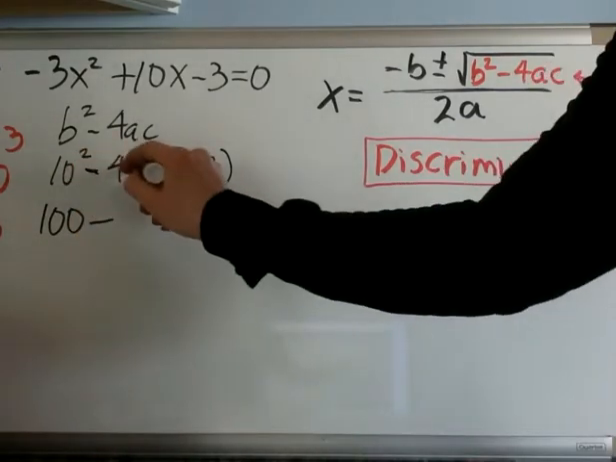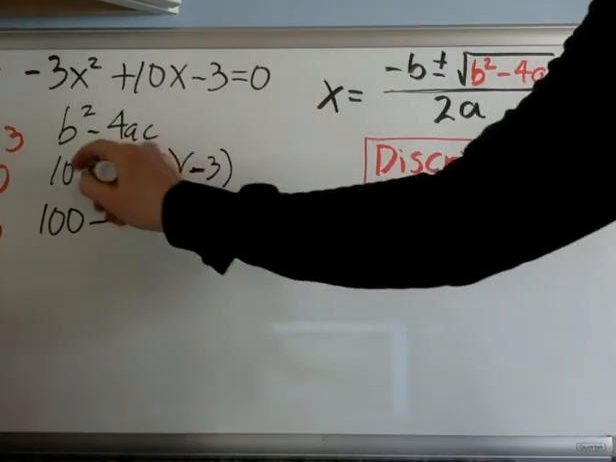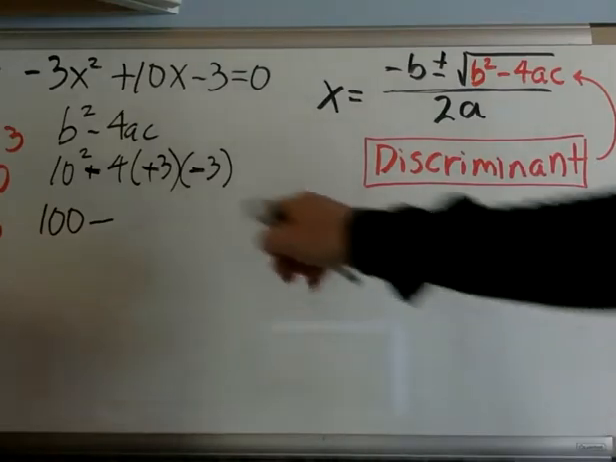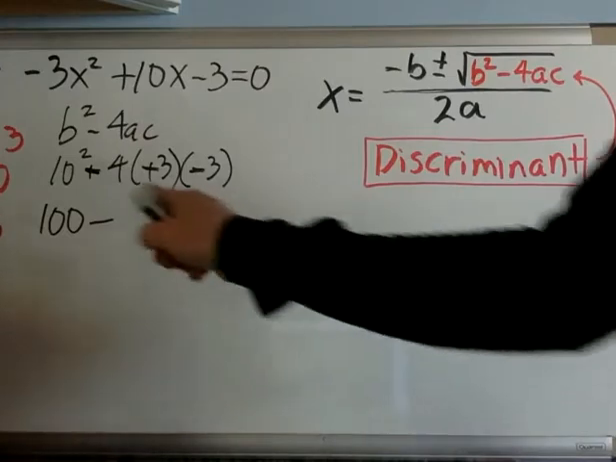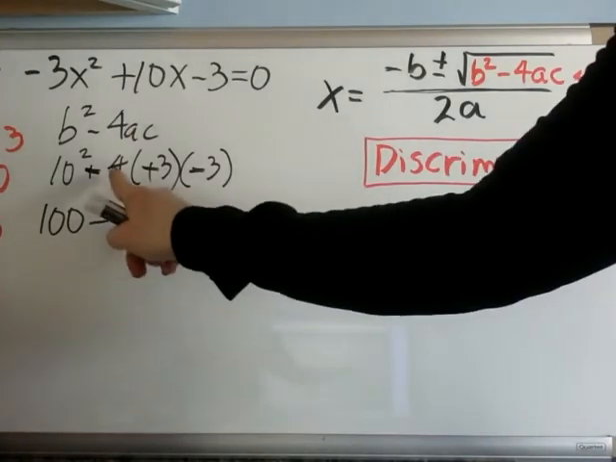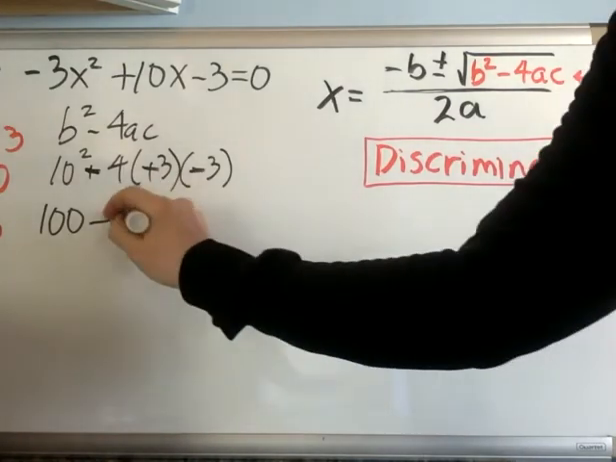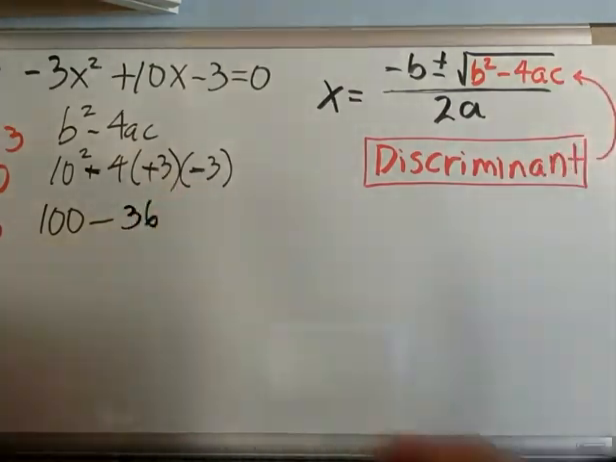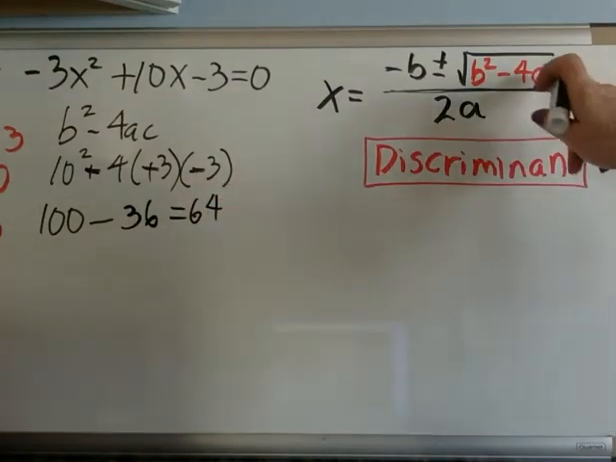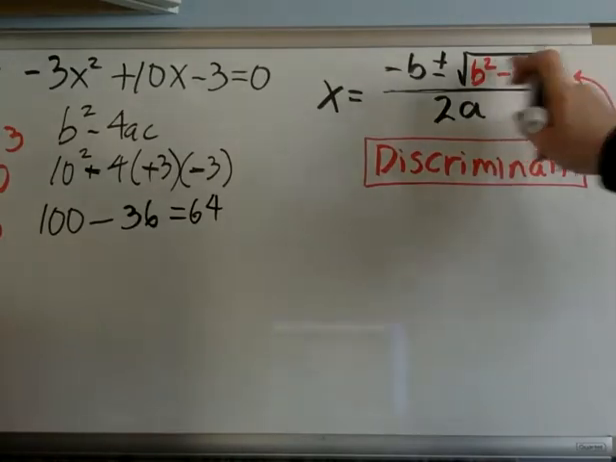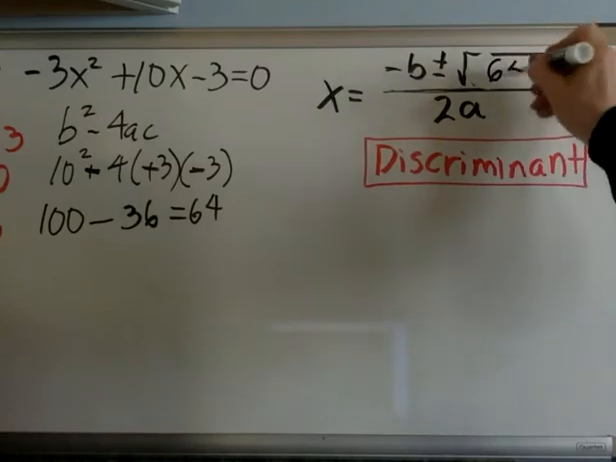Because I have 3 negative signs, and every pair of them cancels each other out, I'm just going to have 1 minus sign left. So I'm going to be subtracting something from 100, and that number is 4 times 3 times positive 3. 4 times 3 is 12, times 3 is 36. So 100 minus 36 is 64. So my discriminant is 64. That's the number that I'm going to be taking the square root of.